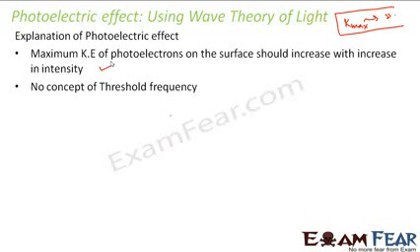But experimentally it was found that frequency had an important role to play. Frequency was the one which decided when photoelectric emission will start, and it was not intensity. Intensity only decided how to increase or decrease the amount of current. But when will that current flow start? That was decided by frequency.